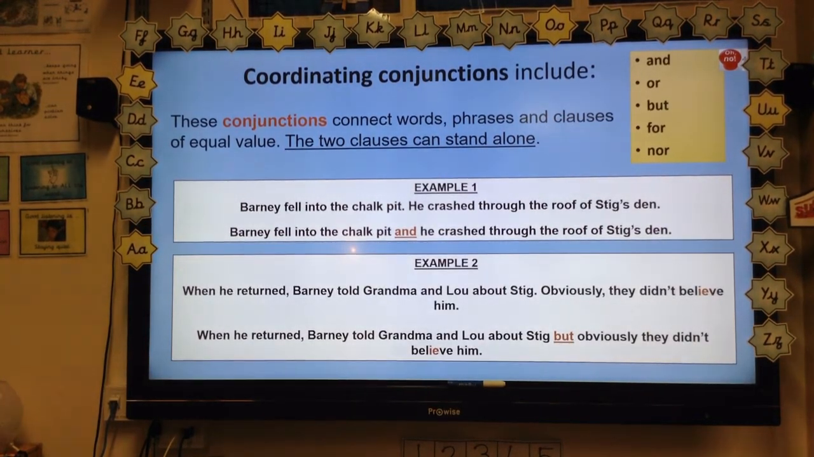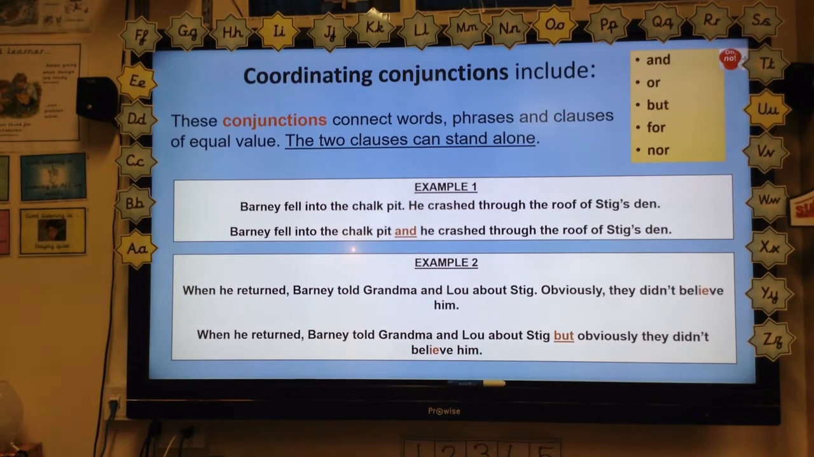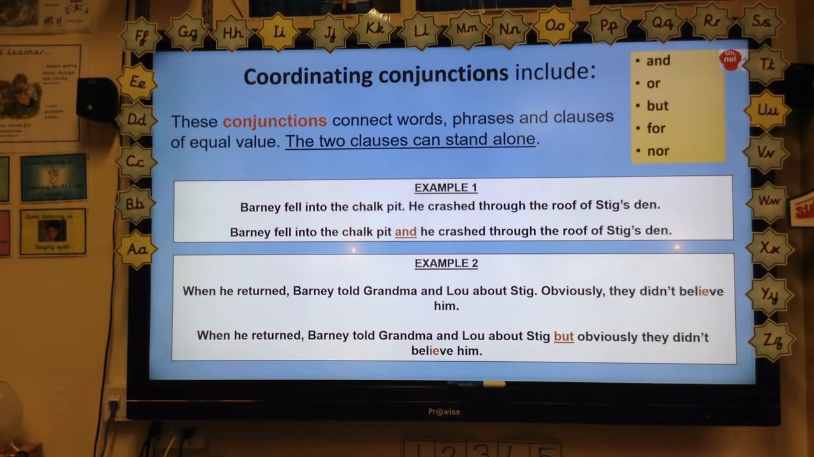The second example is, when he returned, Barney told Grandma and Lou about Stig. Obviously, they didn't believe him. I'm now going to join those two sentences together using a coordinating conjunction. When he returned, Barney told Grandma and Lou about Stig. But obviously they didn't believe him.